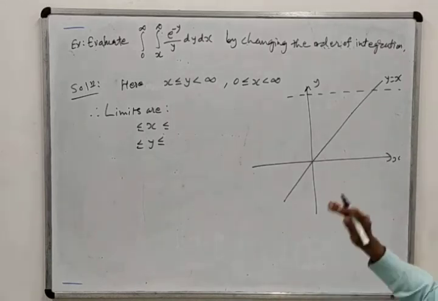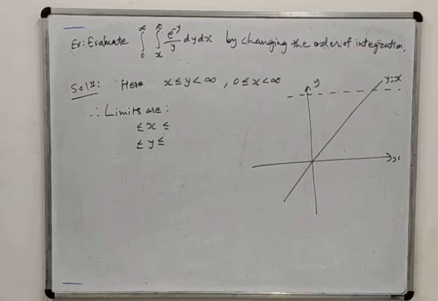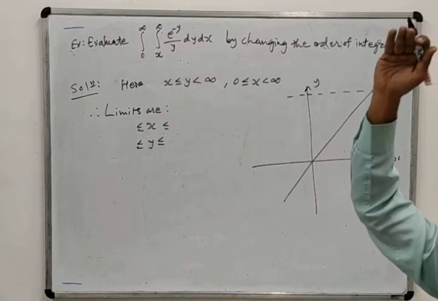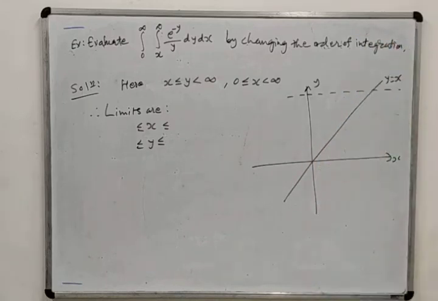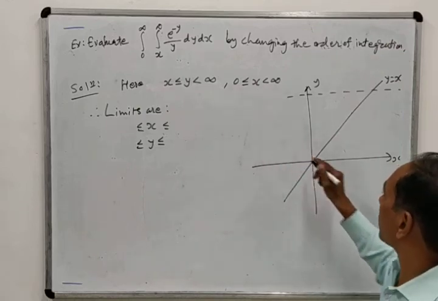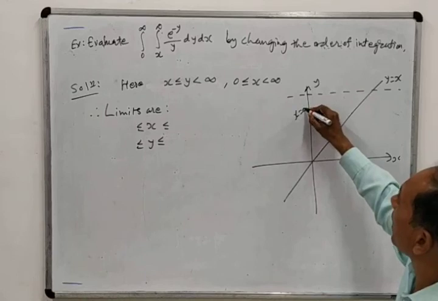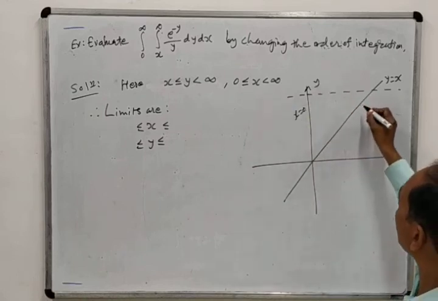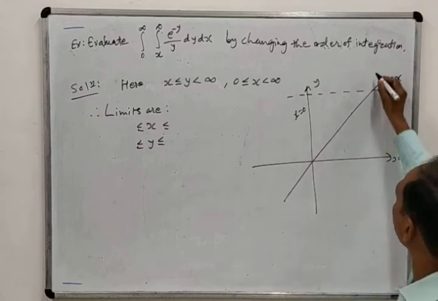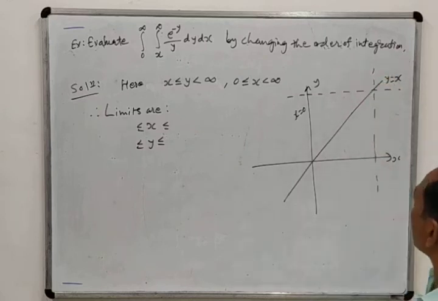Actually it cannot be drawn directly, so we can show this by means of a dotted line, whereas we can understand that it is tending to infinity. x lies between 0 and infinity. So x equal to 0 is what? The y-axis. And x tends to infinity is what? It is also a line on the right-hand side parallel to the y-axis. So it is also at infinity.